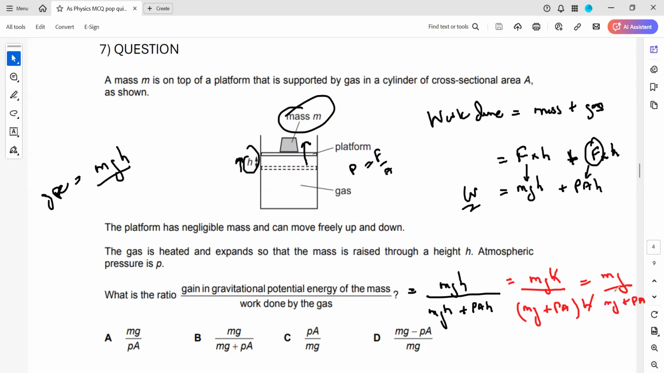Why can this m not be cancelled? Because it is not a common factor. If it was common in the denominator and numerator, then I would cancel that as well. So it is mg divided by mg plus PA. So B will be the right answer. Whenever a gas is doing work, it is doing work to expand the gas plus work to lift this load which is placed on the platform. That's why the total work done will be the sum of the two. Is it clear? Question 7.